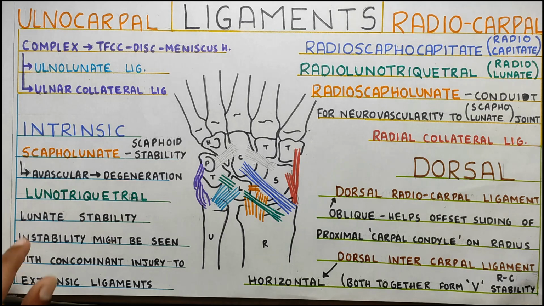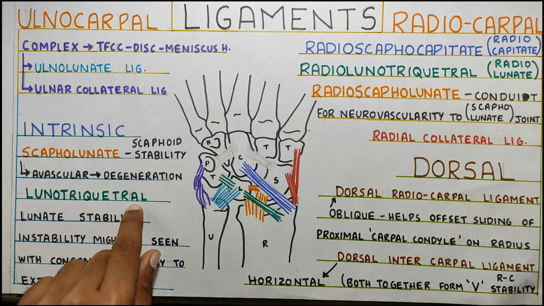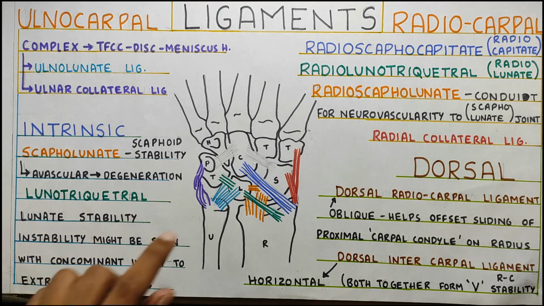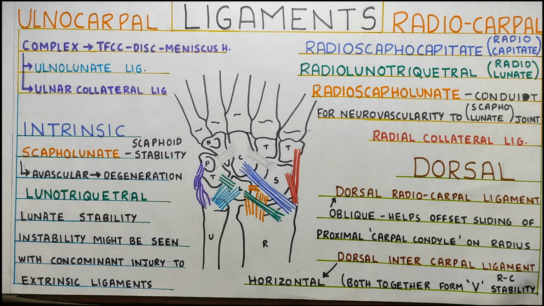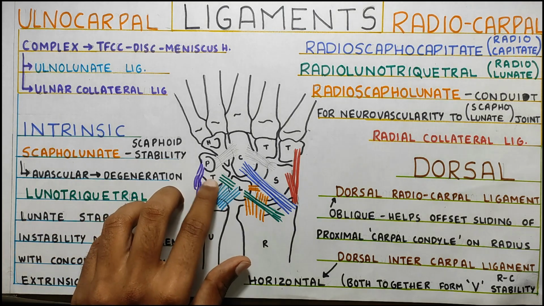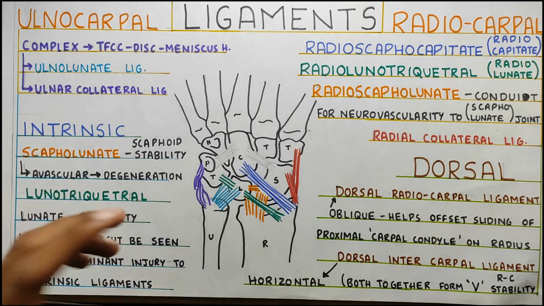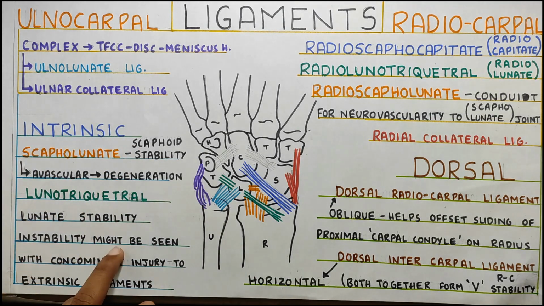The second one is your lunotriquetral ligament. What this does is it gives stability to your lunate, and when I say lunate, it's basically lunotriquetral both. This ligament is kind of protected by your extrinsic ligaments, which means if there is instability seen at the lunotriquetral region, it means the extrinsic ligaments have already been damaged. So instability might be seen with concomitant injury, meaning together injury to your extrinsic ligaments too, right?